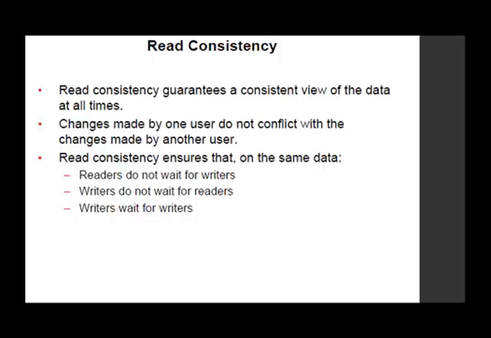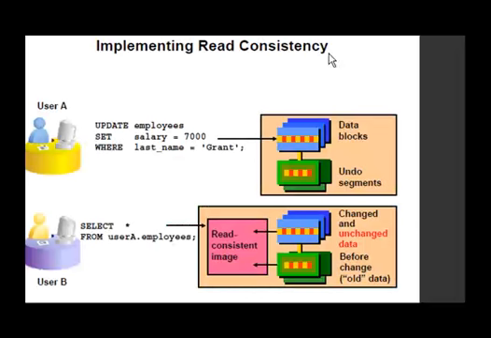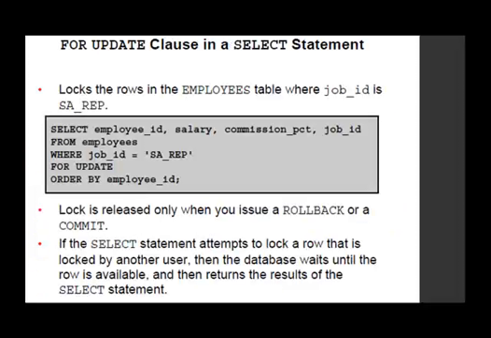you're going to require a lock to do the update statement. So as long as the other user did not commit or roll back, you cannot update or delete the same row that is already locked by another user. And here is a much more detailed graphic format for implementing read consistency.